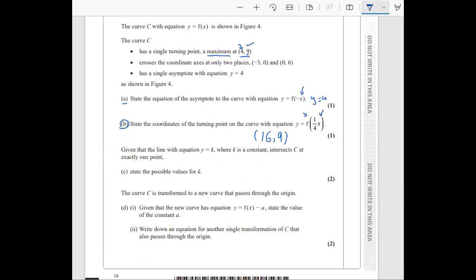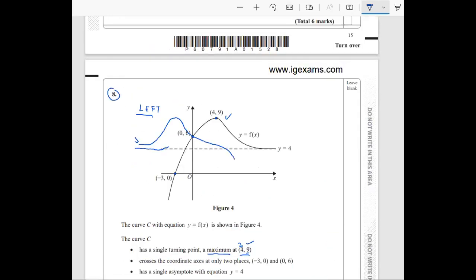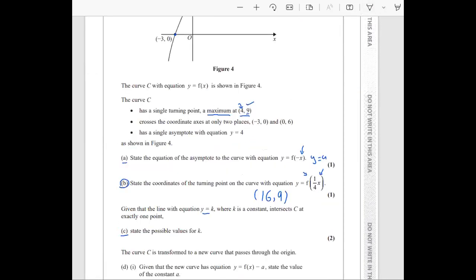So let's talk about this. Given that the line with equation y equals k, first things first, how would the line y equals k look? It would be a horizontal line, right? A horizontal line of this type. But let's see what the question is. So far, we have just read y equals k, and we know that it is going to be a horizontal line. But what exactly are we doing with that line?